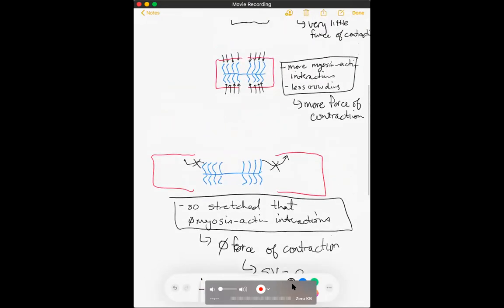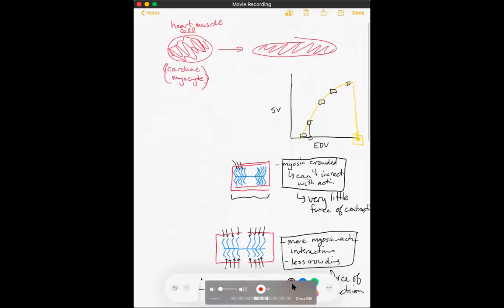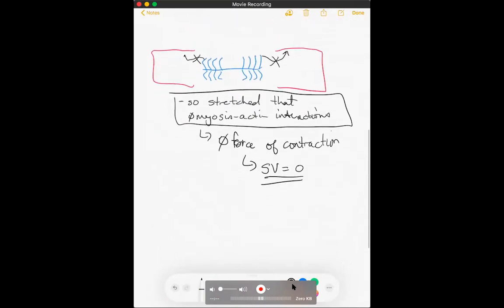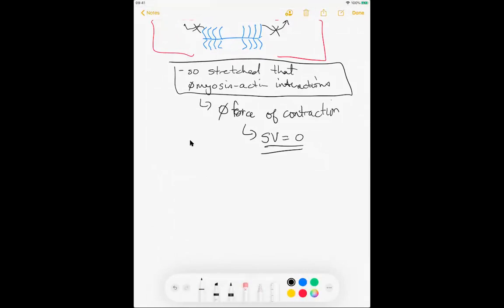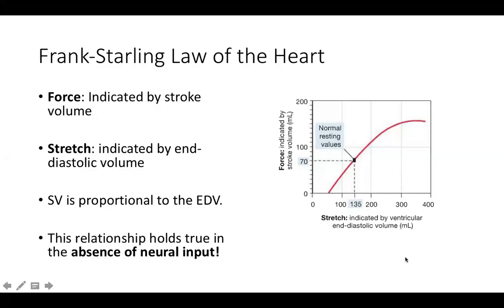And so, yes, the more you stretch, the better interactions you get between myosin and actin, until the point where it's stretched out so much that it's too far. It's so far stretched out that you have zero interactions. And so that's the pictorial representation of what is happening from a more molecular standpoint and why the Frank-Starling law is a thing. So I'll go back to the slides here. There we go.